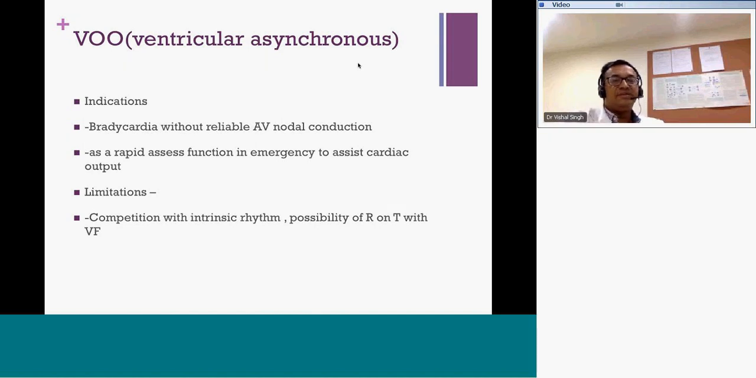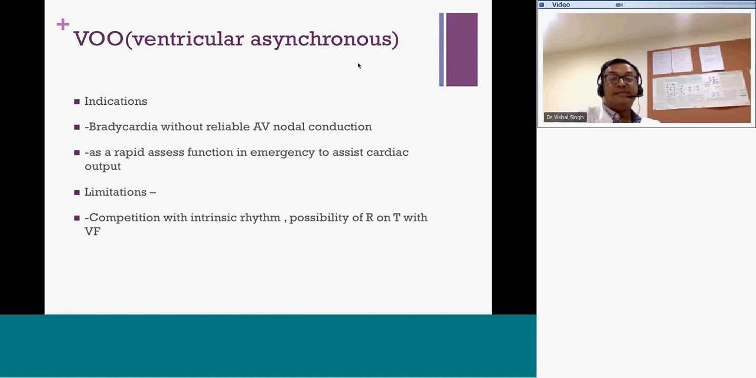Now, VOO is used in an emergency where you have bradycardia without reliable AV nodal conduction, and for rapid assist function in an emergency to assist cardiac output, just to have some ejection. There is no inhibition; it competes with intrinsic rhythm, because if you are pacing asynchronously, it won't allow the endogenous rhythm to be seen. Sometimes the R-on-T phenomenon can happen, which can lead to VF, which is always a risk.